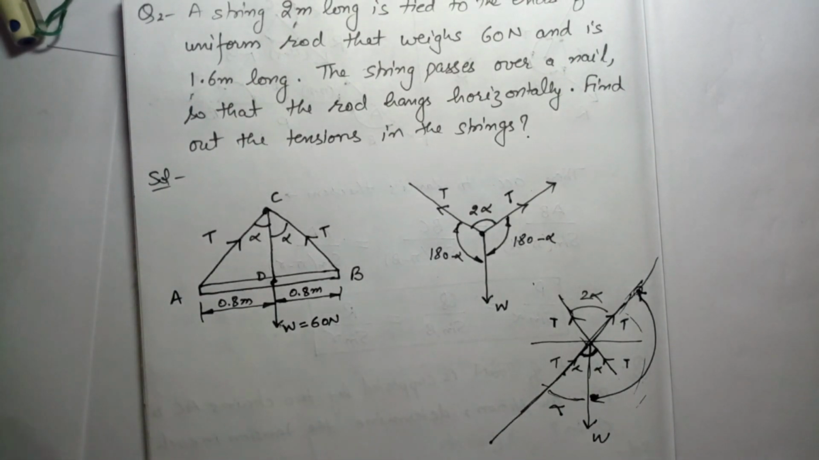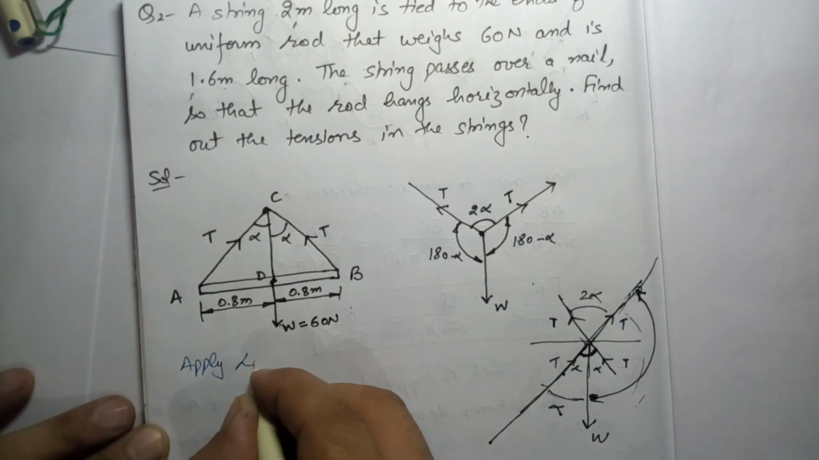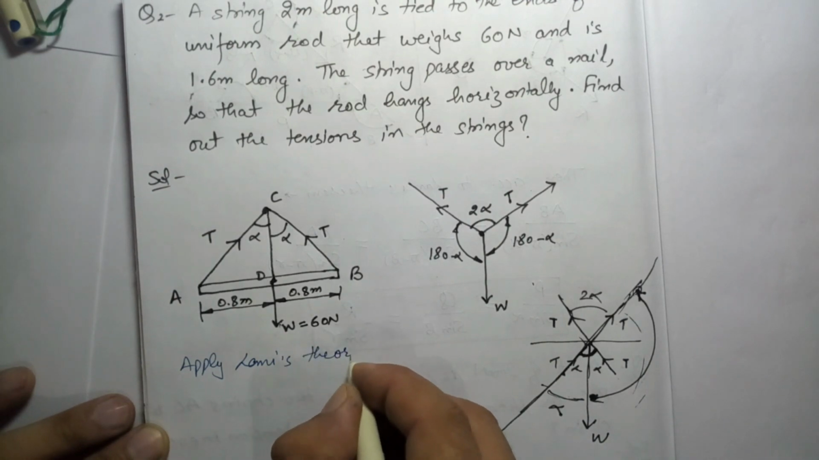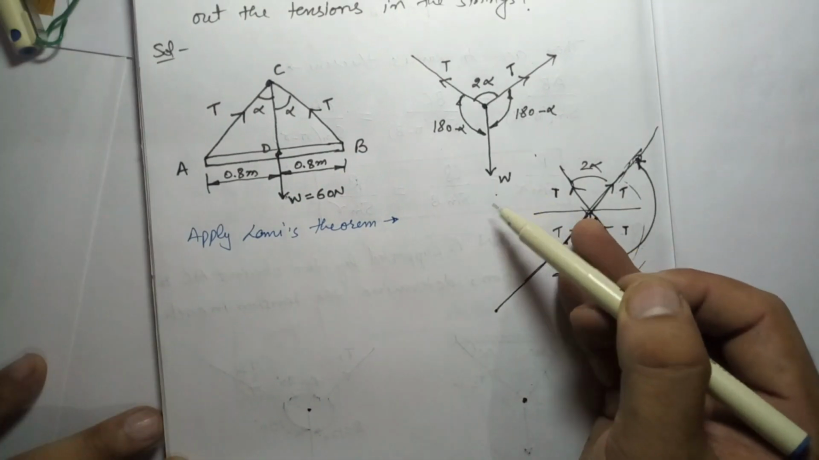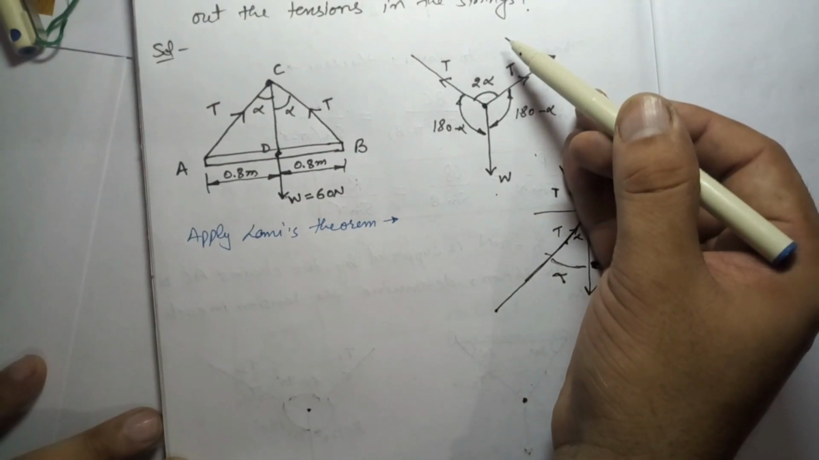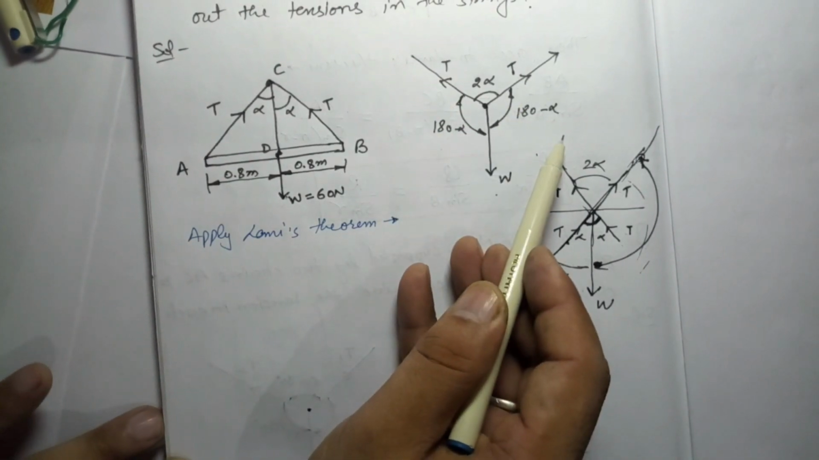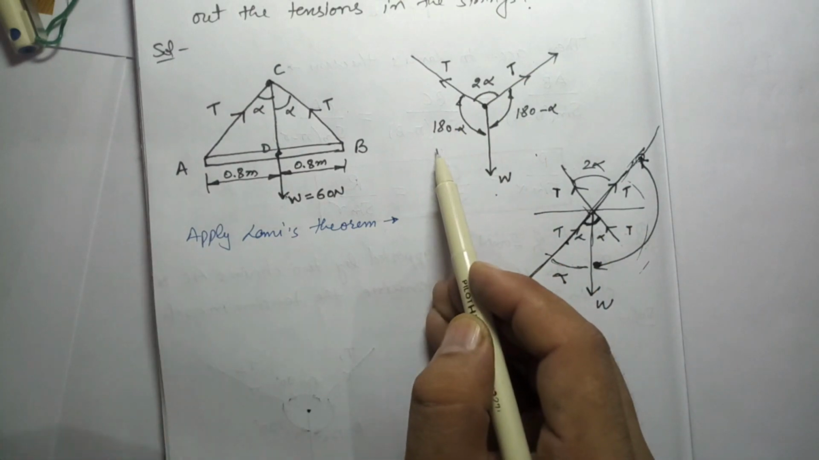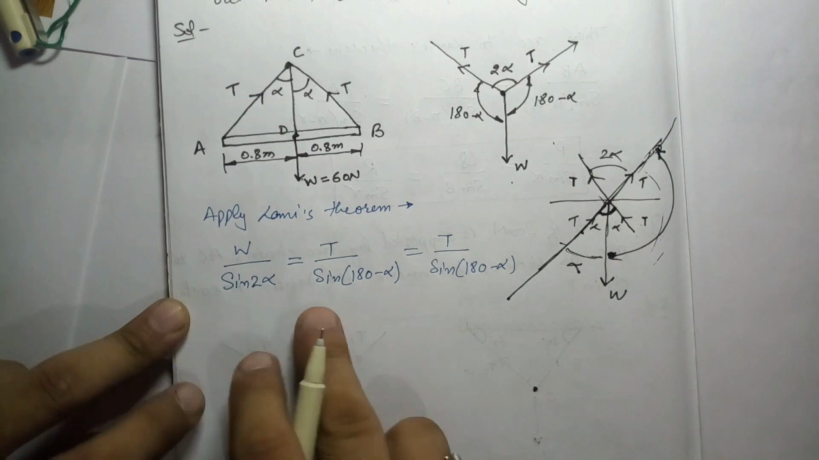Now we apply Lami's theorem. Lami's theorem says that weight divided by sine of the opposite angle, that is 2 alpha, equals tension divided by sine of the opposite angle, that is 180 minus alpha, equals this tension divided by sine of the opposite angle, that is again 180 minus alpha. So, got this point?